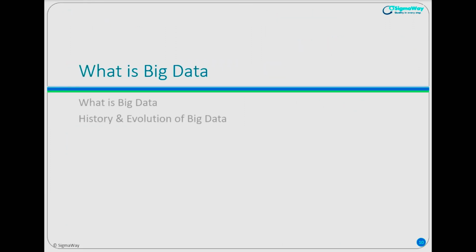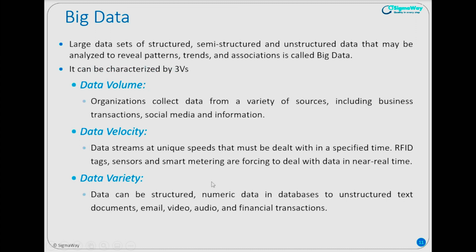Now let us discuss what is big data. Big data is defined as large sets of structured, semi-structured and unstructured data that may be analyzed to reveal patterns, trends and associations. It can be characterized by the 3 V's. Data volume, where organizations collect data from a variety of sources including business transactions, social media and information. In short, the volume of the data collected. Velocity explains data streams which are collected at unique speeds which must be dealt with at specific times. Examples would be RFID tags, sensors and smart metering, which are forcing us to deal with data in near real time.